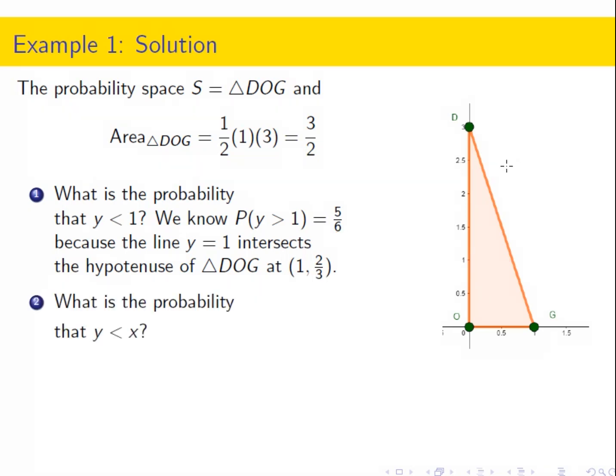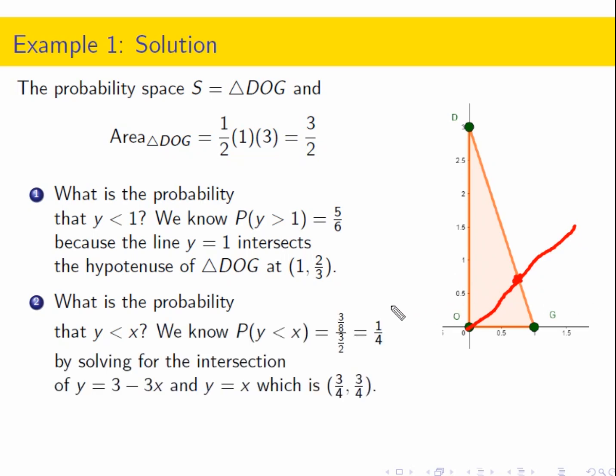Okay, so for part B, what is the probability that the y coordinate is greater than the x coordinate? Well, I'm going to draw the line y equals x, and this point is 3/4, 3/4. So the height of this triangle is that dotted line I just drew, and it's 3/4. So I have 1/2 times 3/4 times 1, so that's where the 3/8 comes from, divided by the 3/2, which is the area of the probability space. So when you do that math, you get 1/4.